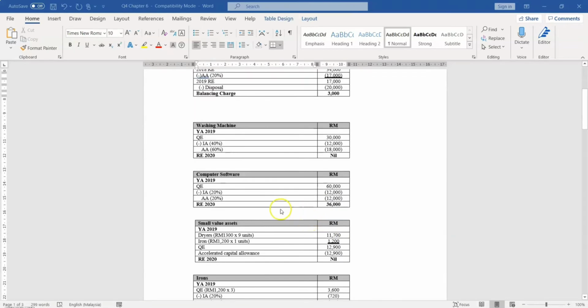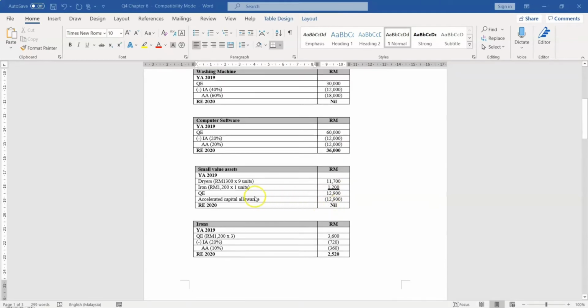And for the third, computer software is bought in 2019, so we directly minus initial allowance and annual allowance. Because it's computer software, the initial allowance is 20% and annual allowance also 20%. So we will get the residual expenditure amounted to 36,000.